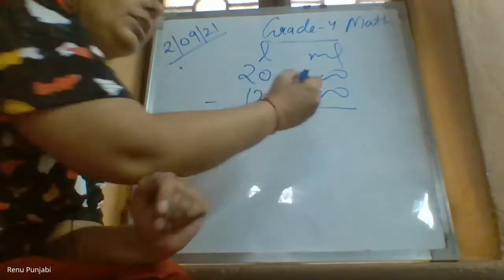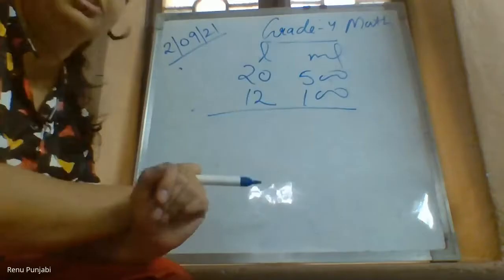Yes, ma'am. I have 20 liter 500 milliliter milk. I gave my neighbor 12 liter 100 milliliter milk. How much milk do I have? So, is this addition, subtraction, or multiplication? It's subtraction, ma'am.